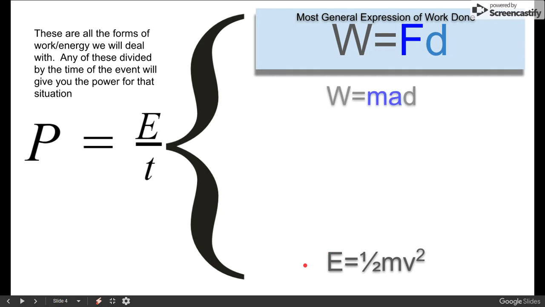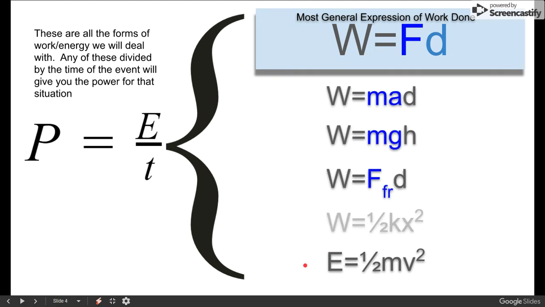Now, these are all the expressions of energy we've looked at so far. The most general, when we see acceleration, lifting, dragging something across the floor, stretching a spring, or the energy contained in a moving object. All of these W's and this E can be put here, and you can calculate the power in that situation.